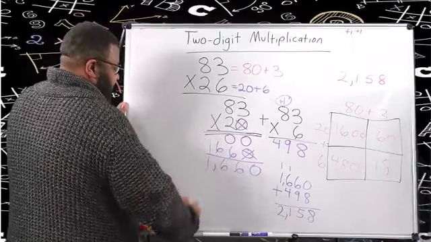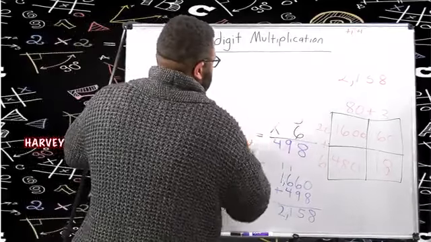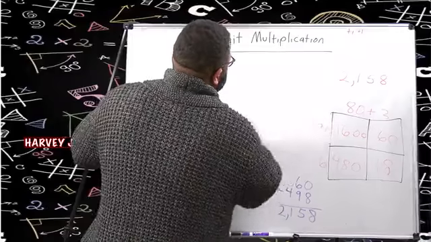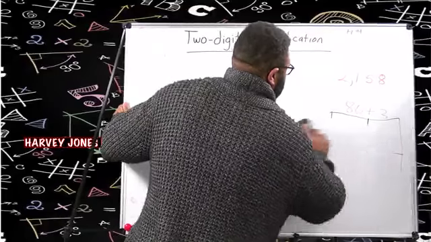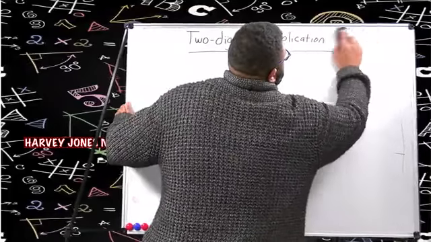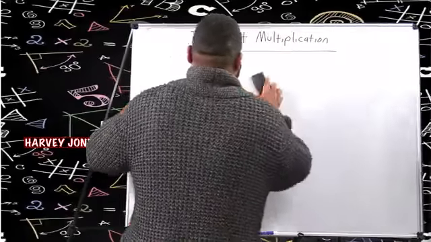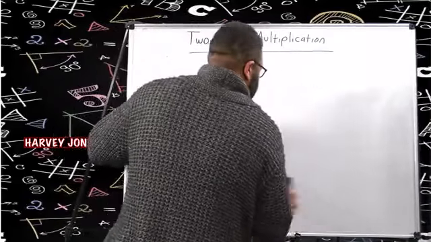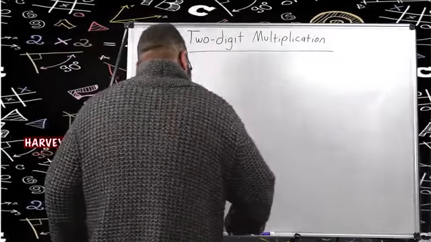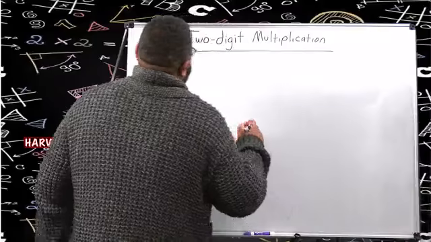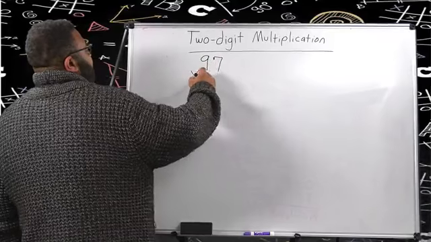I'm going to take a step back real quick. What do you mean, Mr. Jones? I'm going to do a 2-digit by 1-digit real quick, so you can see that whether you're doing 2 digits or 1 digit, all of these methods still work. Watch this. 97 times 3.